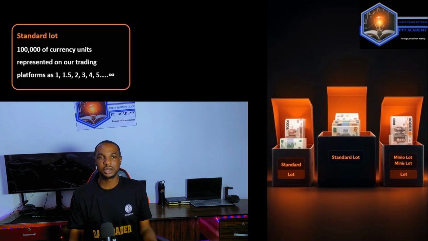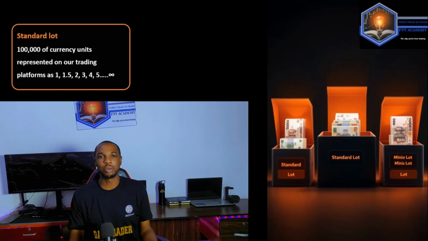So a standard lot size is made up of 100,000 units. It is represented in our trading platform from 1 to infinity, which means any lot size you execute on the forex market from 1, 1.5, 2, 3, 4, 5 or 10 or 1 million, whatever lot size we are using, we refer to it as a standard lot. The minimum units of a standard lot is 100,000 units, which means if you open a standard lot of 1, you have purchased 100,000 units worth of contract in the forex market.